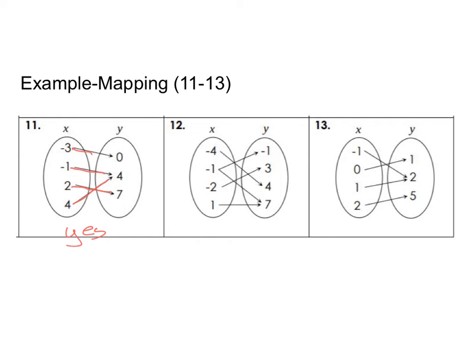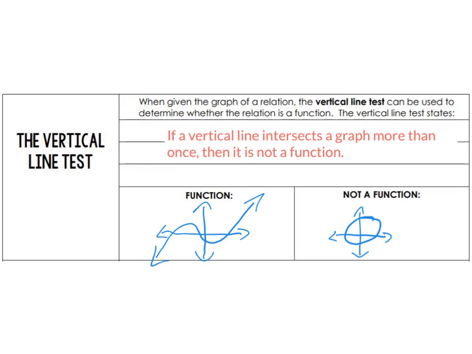If we are looking at 12, we are looking at -1. And if you remember, when we drew these, this one is drawing to two different y values. So that is exactly what we're looking for. We are looking for an x that has more than one. So in this case, it is coming to -1 and 7. So this one would be no. And if we look at 13, drawing each one of these is only going to one number. So yes, that one is a function.